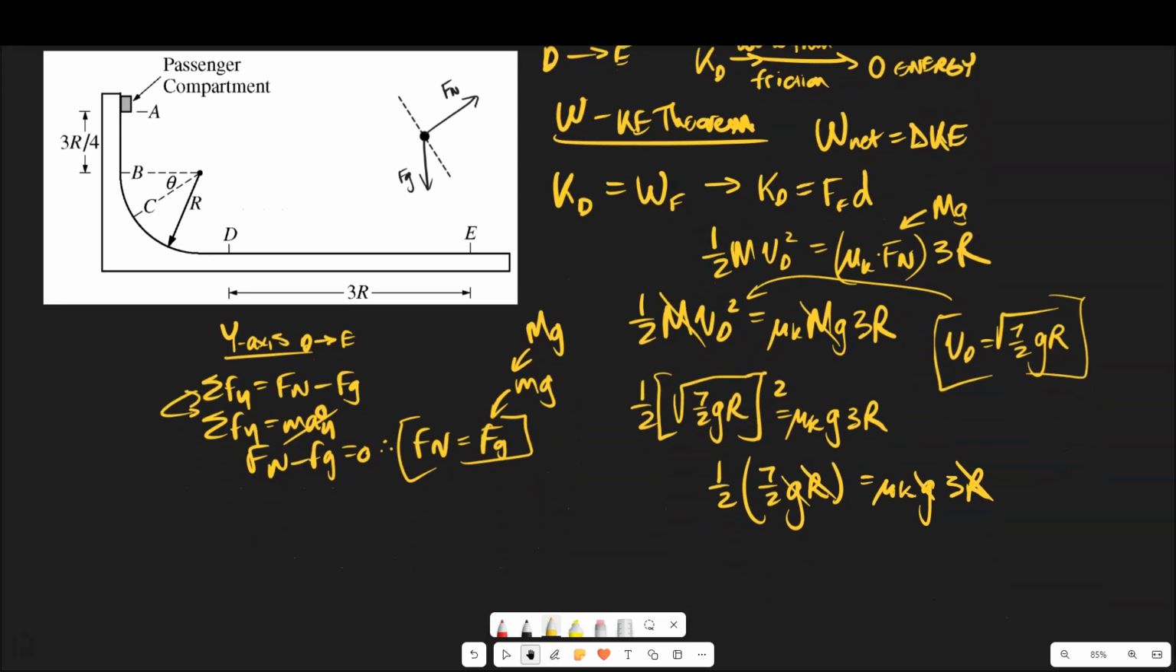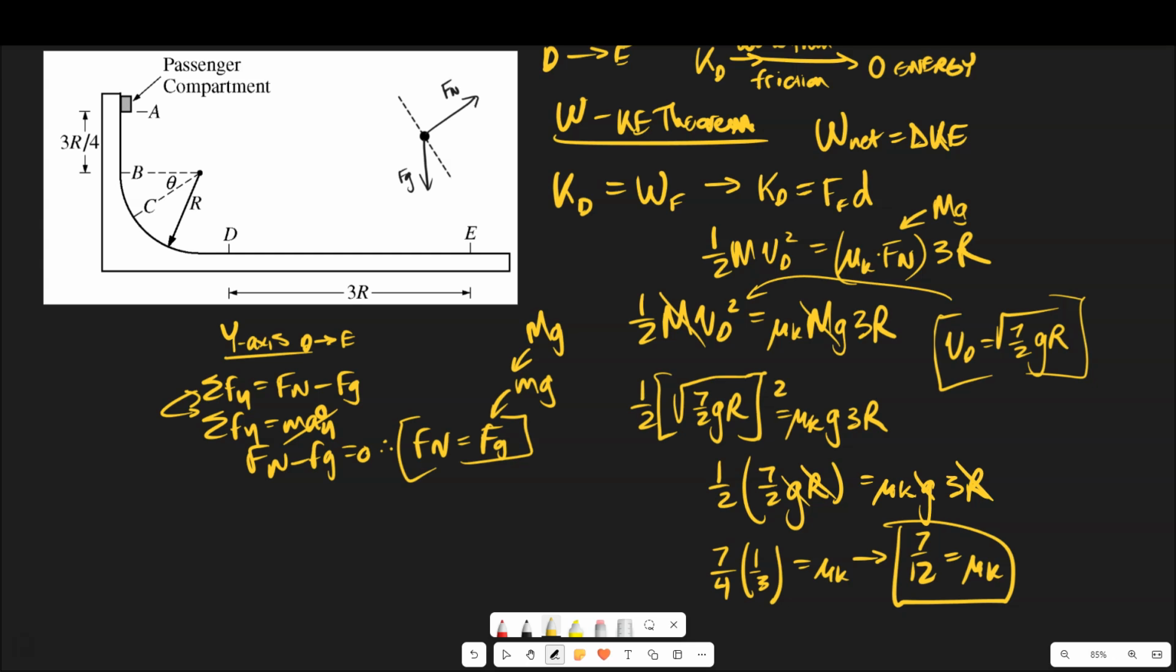Here, let me move this down a little bit so we have a little more room, and we end up with 7/4. To get rid of the 3, we're going to multiply by 1/3, and that will leave us with mu k, so we can say this is 7/12 is equal to mu k. That actually is good enough for our answer.